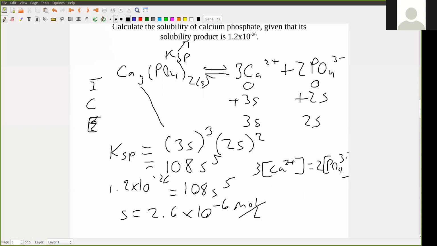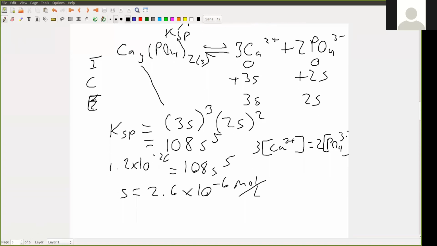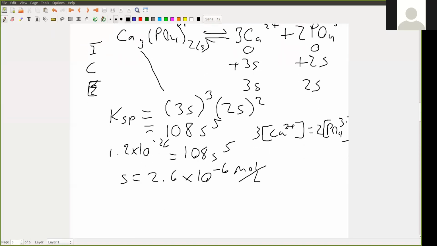Remember that the solubility product is the product of the molar solubilities, but we're not asked for the molar solubility, we're asked for the solubility. That's maybe a little confusing, but remember, molar solubility involves moles per liter, and solubility will be grams per liter. So calculating that requires us to know what the molar mass of calcium phosphate is, and we do.